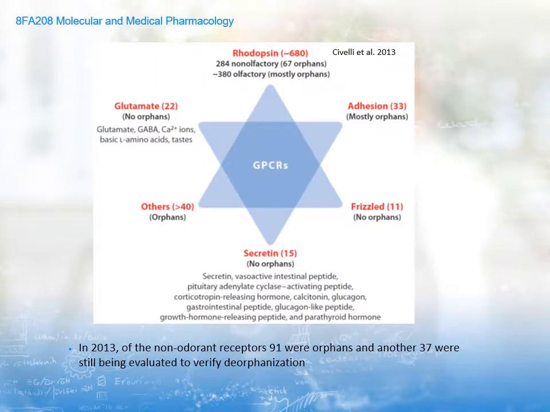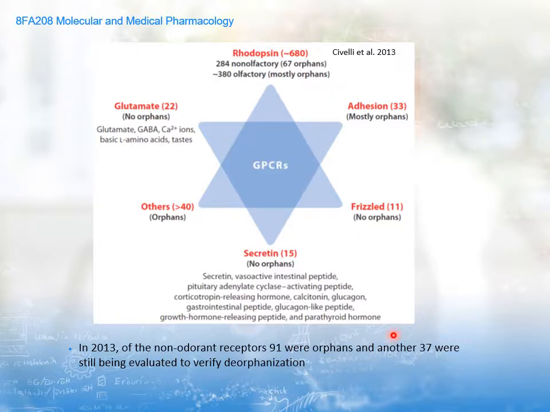I cannot be with you over there to actually hear what you have to say. But it's an important consideration that has been discussed in the literature. Just another way of looking at this: of the non-odorant receptors in 2013, about 6 years ago, 91 were still orphans, and another 37 were still being evaluated to verify the orphanization.